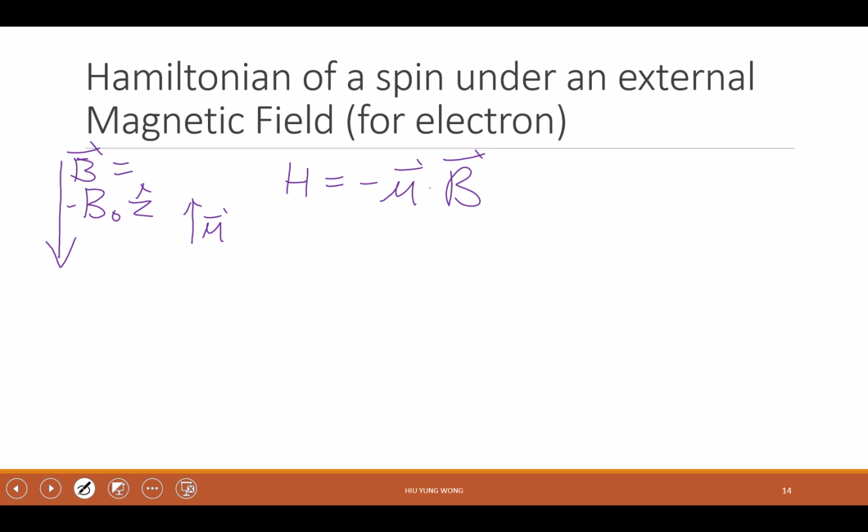This is the dot product. Maybe I'll say a little bit more, which equals negative B times mu, their magnitudes, times cosine theta, right? That is the meaning of dot product.